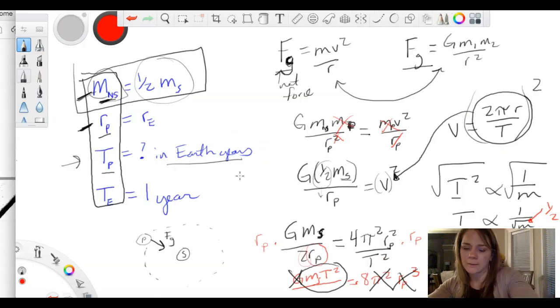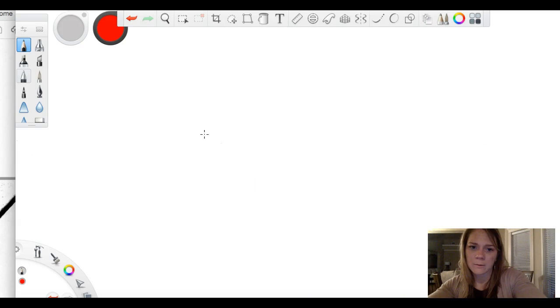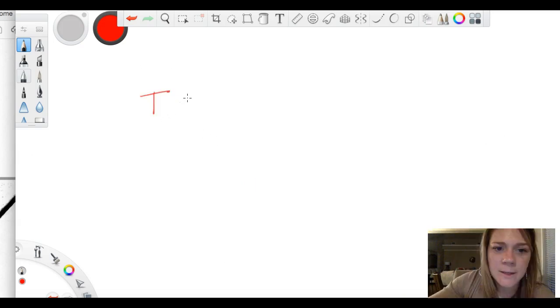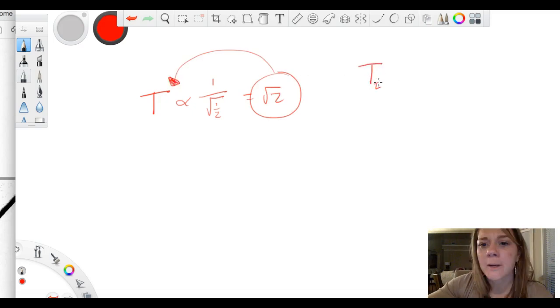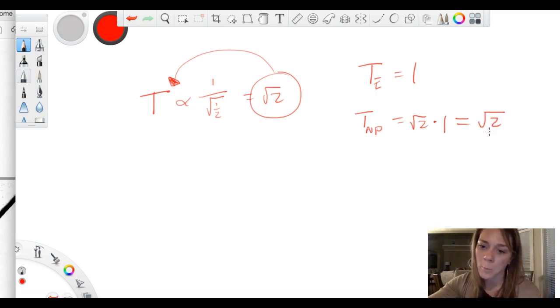Let me delete some of this real quick. Go back, go back. There we go. So in the end, we got t is proportional to 1 over the square root of 1 over 2. Whenever I flip this, that comes out to be equal to the square root of 2. Now this is the factor by which the period is going to change. So if the period of the Earth is 1, then the period of the new planet is equal to the square root of 2 times 1. So that comes out to be the square root of 2, which is about 1.41 years.